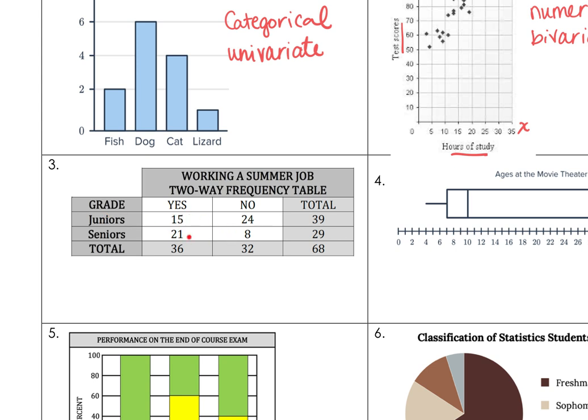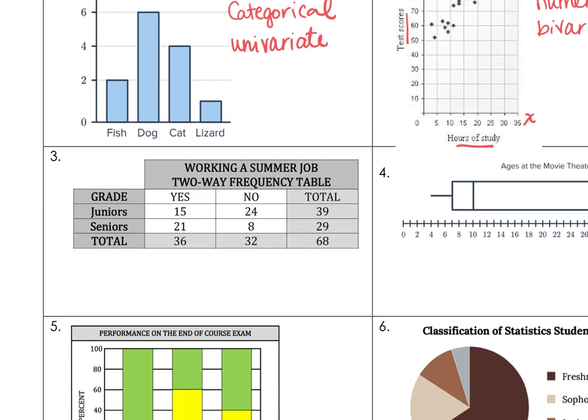These numbers inside is the frequency of how many times that happened. But what we were asking was, what category do you fall into? Are you a junior or a senior? What category do you fall into? Do you have a summer job? Do you not? So this is going to be categorical. These values just tell me how many times that appeared. We're not collecting numerical data. We're collecting categorical data. Okay, so categorical.